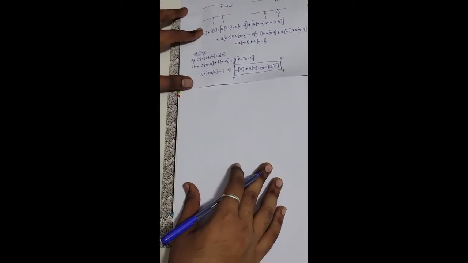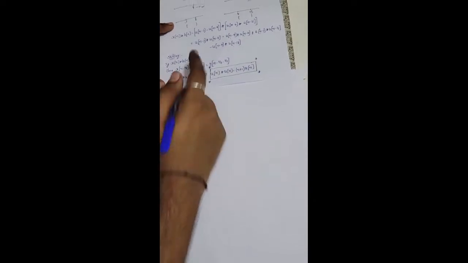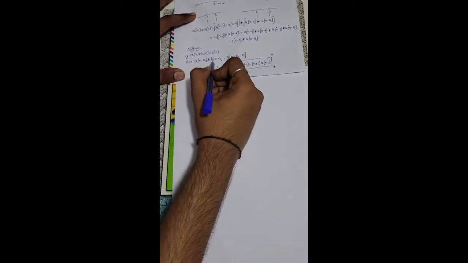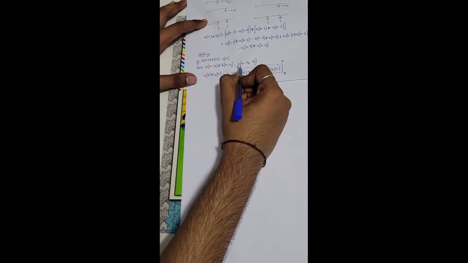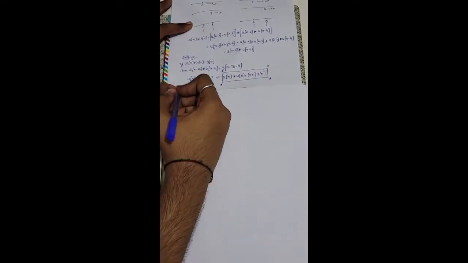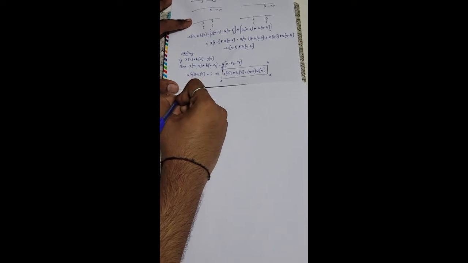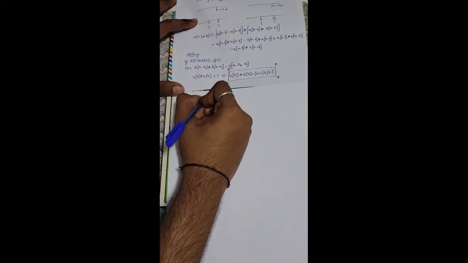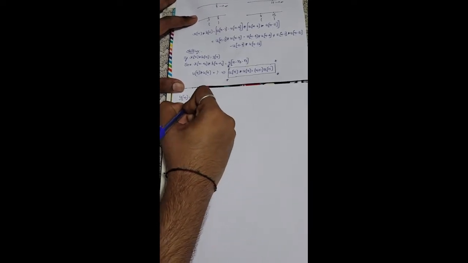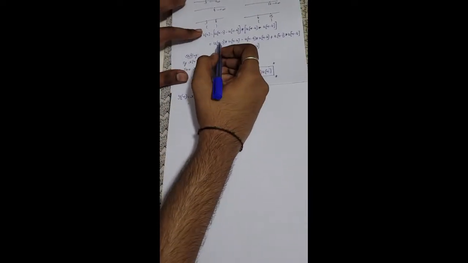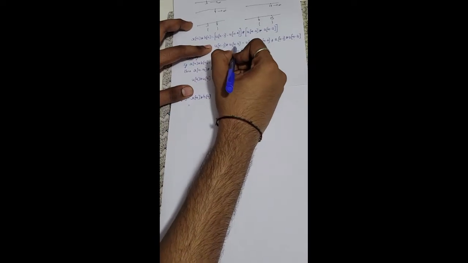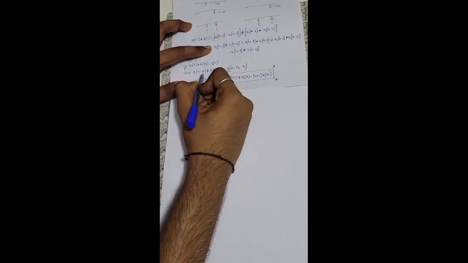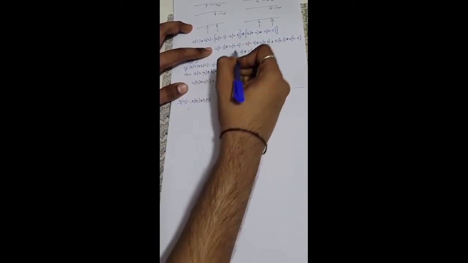Here we have to use the distributive property. What is the shifting property? x of n minus n naught convolution h of n minus n1 is equal to y of n minus n naught minus n1. So by using this property we will get y of n is equal to x of n convolution h of n, which is u of n minus 3 convolution u of n minus 4. Here n naught value is 3 and n1 value is 4.